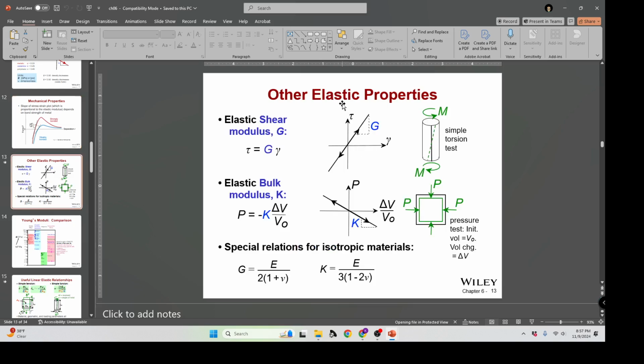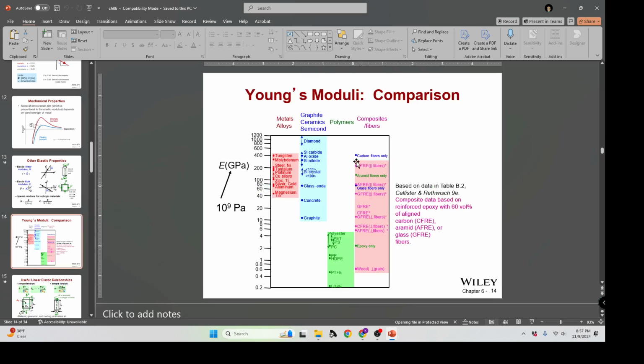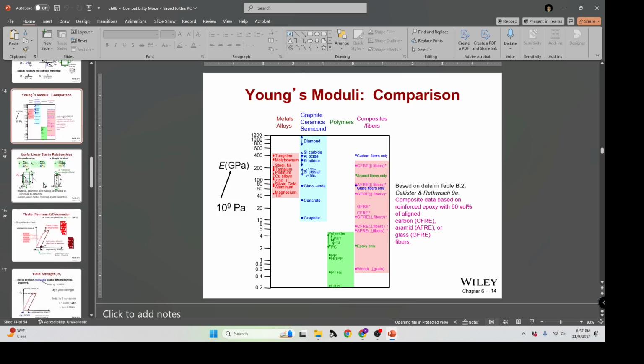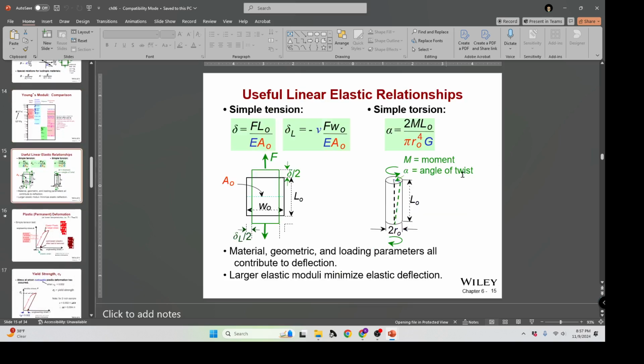The elastic properties of recovery and how things can twist. So the difference between a shear modulus and a bulk modulus, in terms of changes in geometry, understand how things scale relative to each other, metals, polymers, composites, all of those things. Understanding about linear elastic behaviors and what these deltas actually mean.